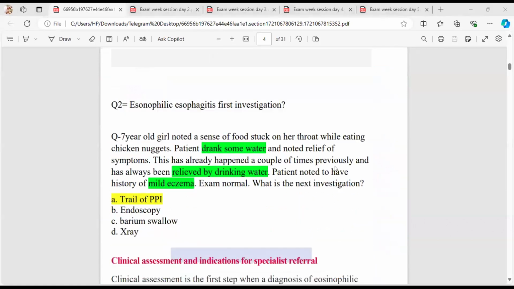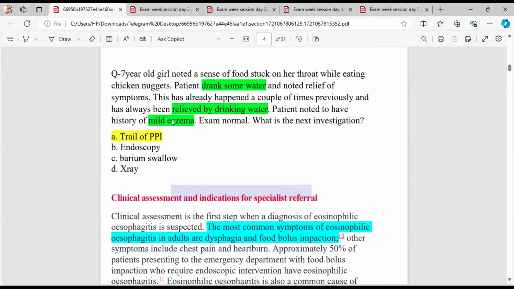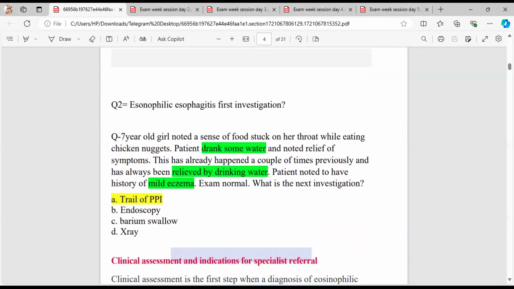Yes, doctor. So let's move to the next question. Eosinophilic esophagitis, first investigation. Very important question. In 2024, every month they give this question. Every month. Eosinophilic esophagitis, first investigation. So here, I'll put all the explanation from the RCGP guideline. Let's see what the question is. Eosinophilic esophagitis, first investigation. I gave the complete scenario in another month. This question came, I think, in June or maybe in May.